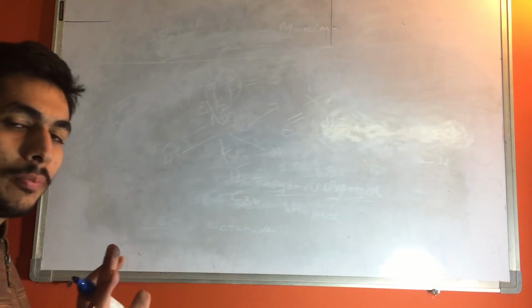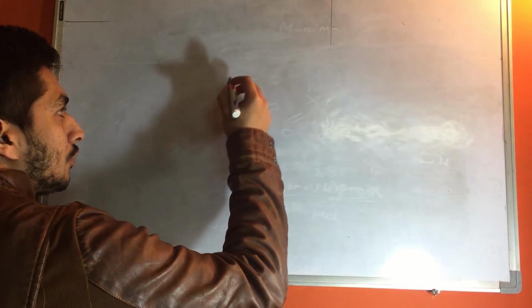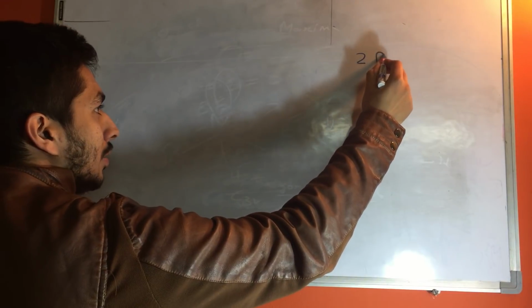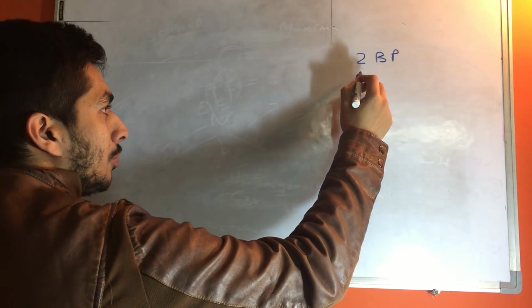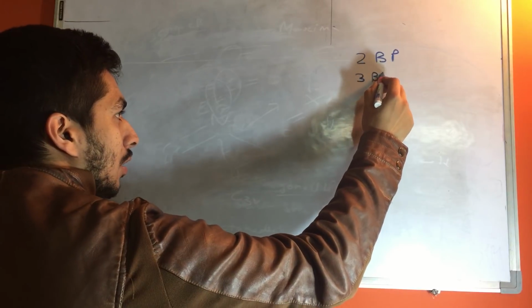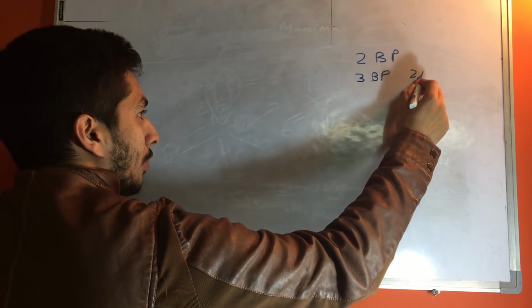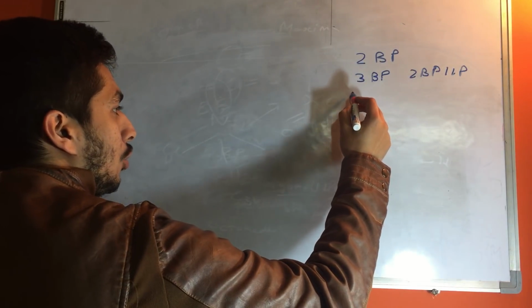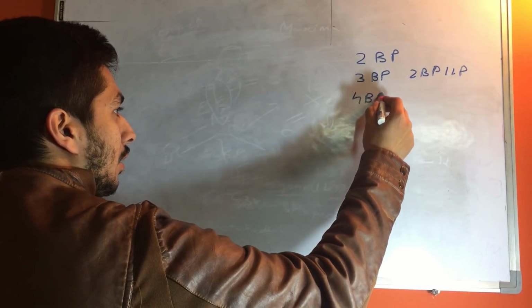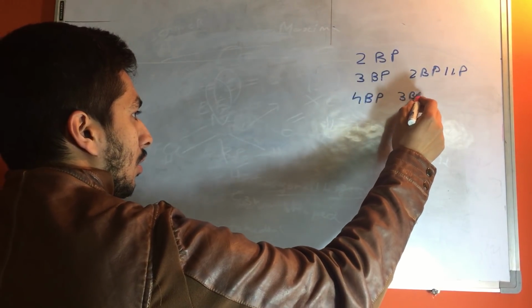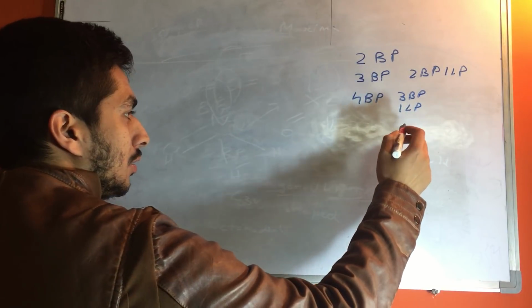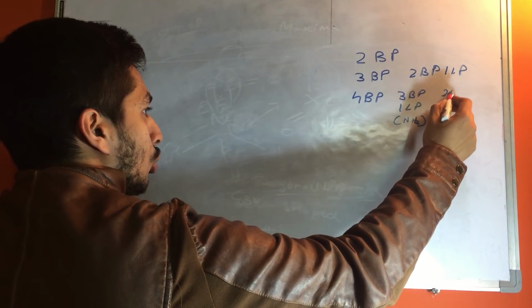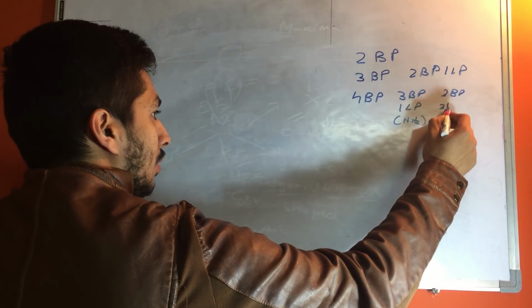So I am talking about 4 electron pair compounds. First of all, we talked about 2 bond pairs, right? Then we talked about 3 bond pairs, right? Then we talked about 2 bond pairs and 1 lone pair. After that we talked about 4 bond pairs, right? Then we talked about 3 bond pairs plus 1 lone pair. This is the case of ammonia, NH3. And now we are going to talk about 2 bond pairs and 2 lone pairs.